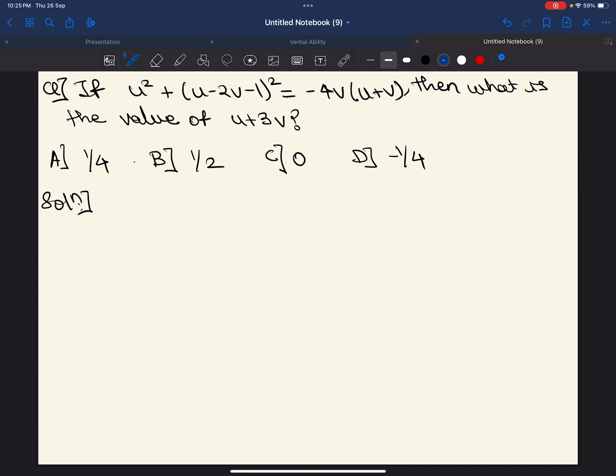Okay, so let's look at this question. We have u square plus (u minus 2v minus 1) whole square minus 4v u plus v. Then what is the value of u plus 3v?